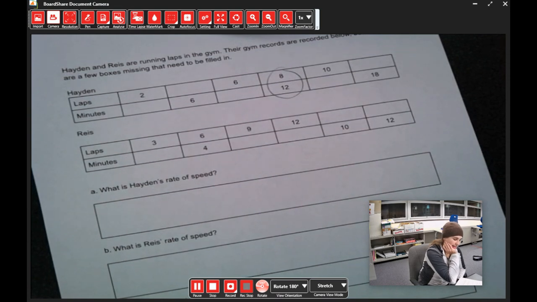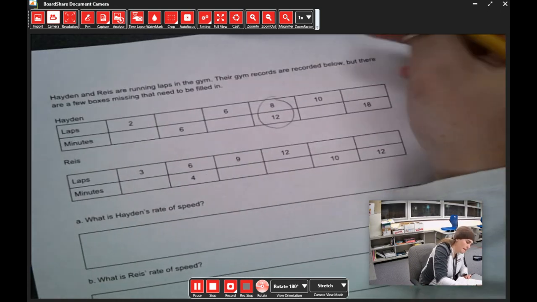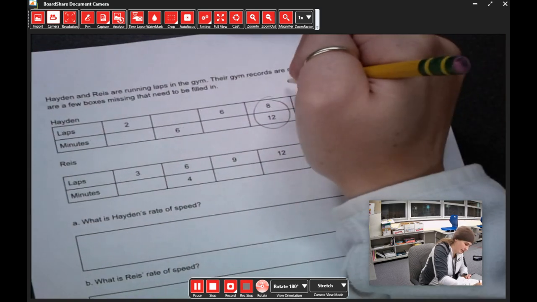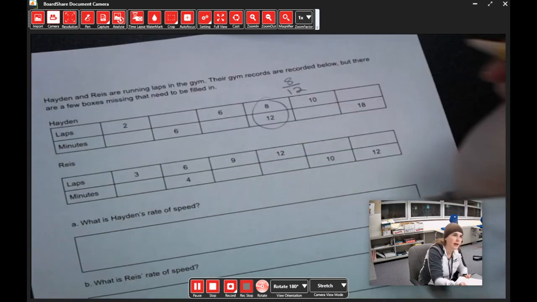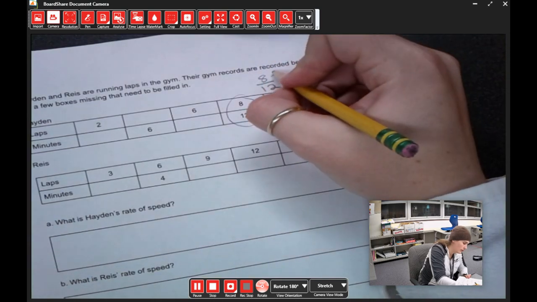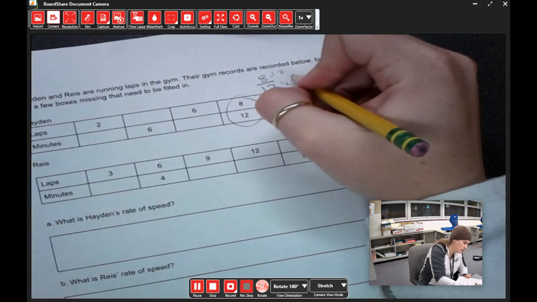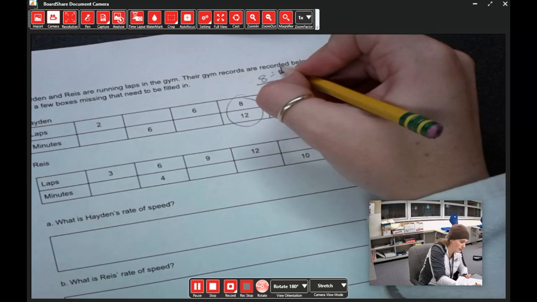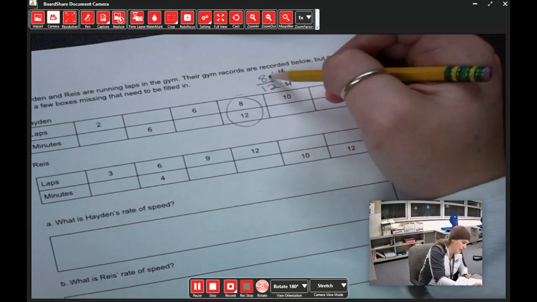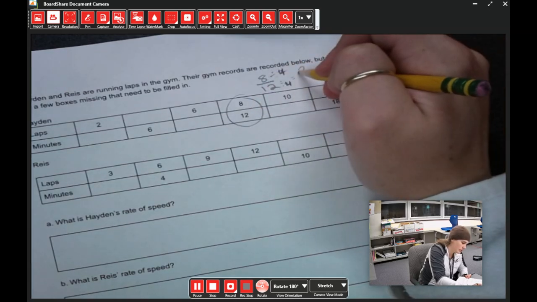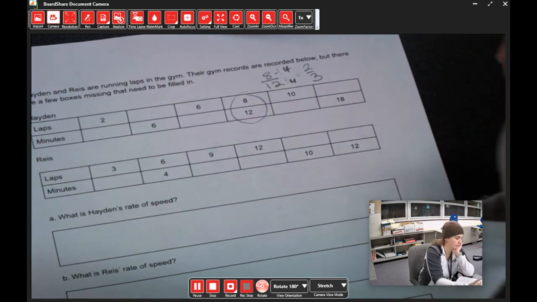I have an 8 and a 12. Well, 8 times nothing gives me 12. So that's not going to help me. How to do this? Well, let's simplify this for a second. 8 over 12 divided by 2 divided by 2. Actually, I can divide by 4 instead. Is going to give me 2/3.